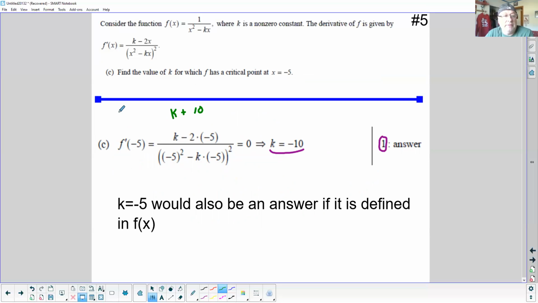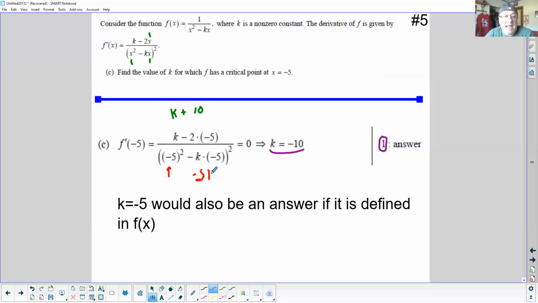So the derivative, plugging in negative 5 for all my x's in those spots, this is what you end up with. You end up with k plus 10 at the top. And on the bottom, you have 25 here. And then you have negative 5k.